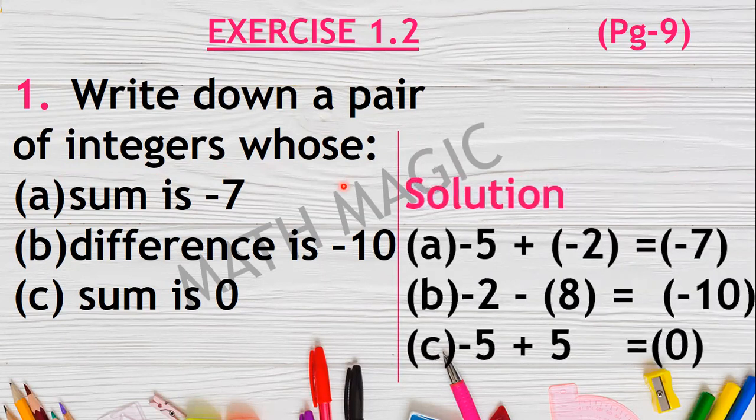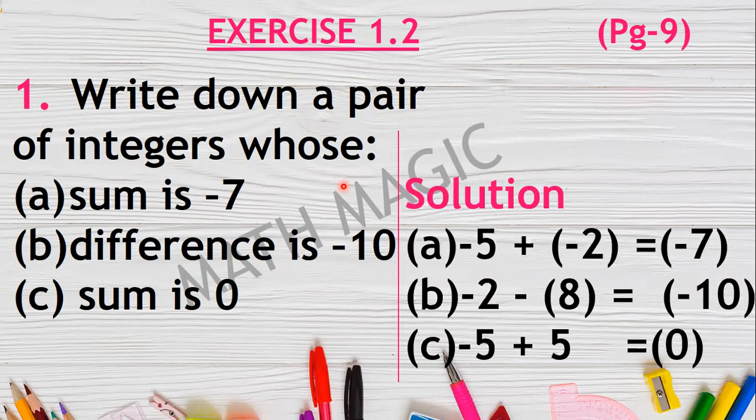Sum is minus 7. When I add two integers, I must get the sum as minus 7. I have taken minus 5 and minus 2. If I add them both, minus 5 plus minus 2, I will get minus 7. But this is not the only answer. You can also add minus 6 with minus 1 to get minus 7. As long as you add two integers and you get minus 7, the answer is correct.